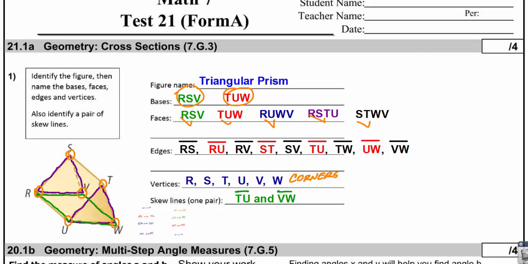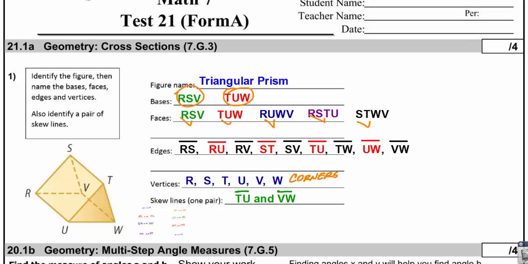Finally, the skewed lines. For this figure, there are a bunch of pairs of skewed lines. Skewed lines are lines that do not connect, so they don't intersect, and they also do not run parallel to each other. Technically, they cannot be coplanar. We talked about planes, like sheets of paper that go on forever in 2 directions. Well, when you have skewed lines, they are lines that will not connect and are not coplanar. They won't touch each other.